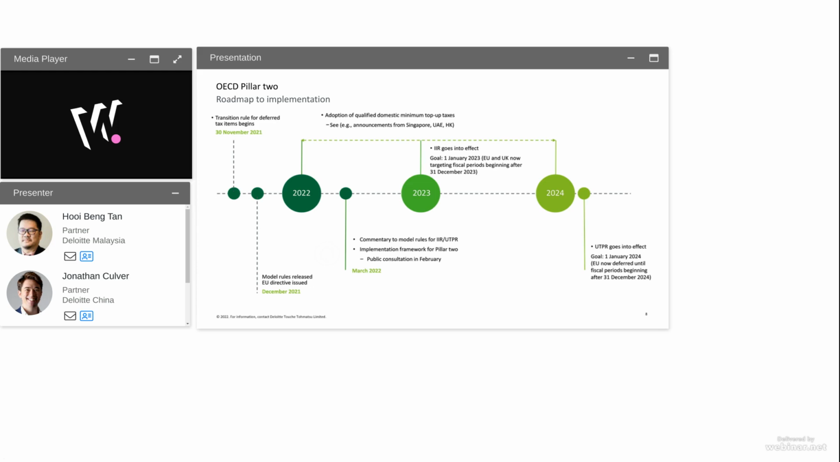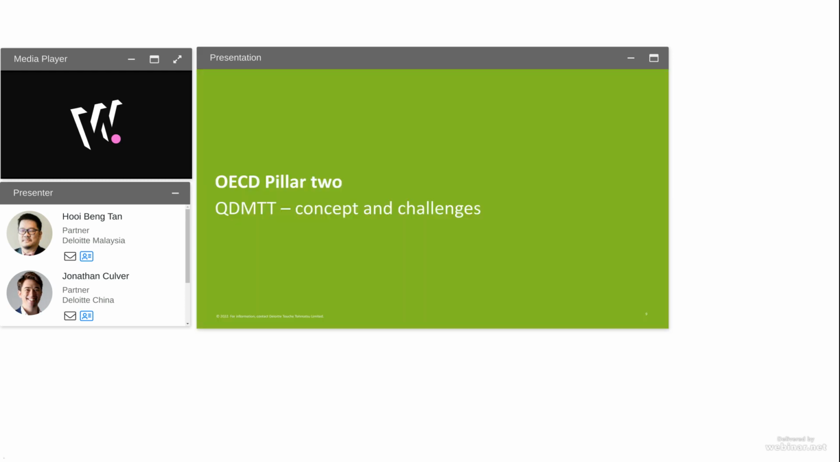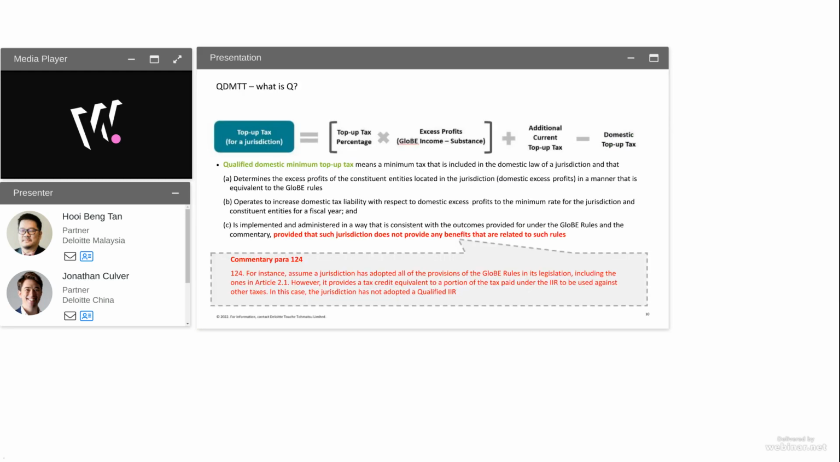Next slide, please. Okay, this is an interesting one. Qualified domestic minimum top-up tax. I think this concept was not so prominent during the blueprint time, but there were a lot of discussion during the model rules. So, Jonathan, can I ask you to explain the concept and the challenges in implementing this? Yeah. Sure. Thank you, Hui Beng.